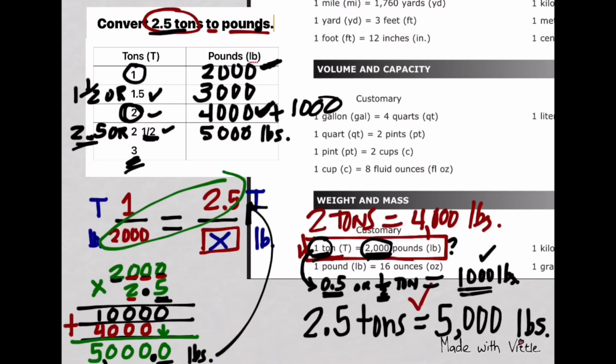Now, 3 tons, of course, that's going to be 3 times this, right? So 3 times 2,000, that's going to be 6,000. Will you be able to tell what will be 3.5 tons in pounds?